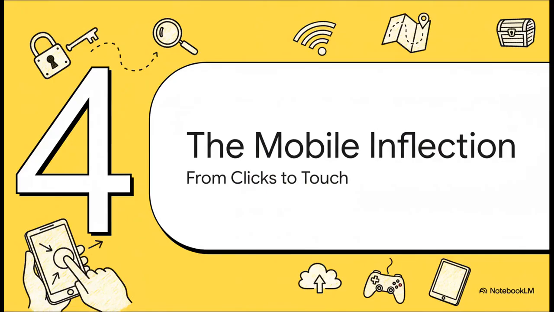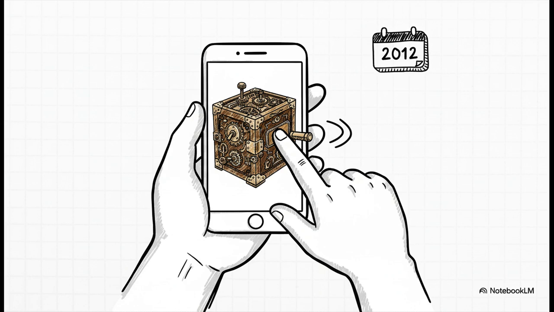So let's talk about the mobile inflection, from clicks to touch. Of course, the genre didn't just stay in the Flash era forever. The rise of mobile gaming, well, that kicked off the next big change. A really pivotal moment was in 2012 with the release of The Room. This game completely changed how you interacted with everything. Instead of just clicking on hotspots, touchscreens meant you could directly manipulate things. You could slide panels, turn dials, flip switches. The puzzle wasn't about finding a hidden pixel anymore. It was about figuring out a physical mechanism.